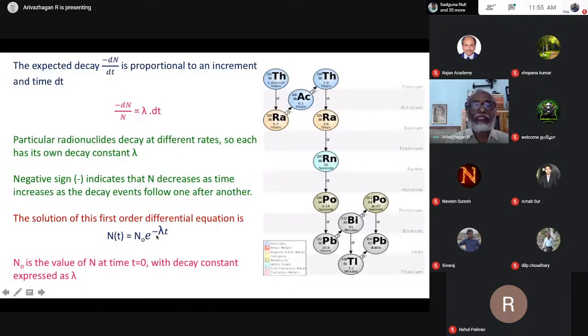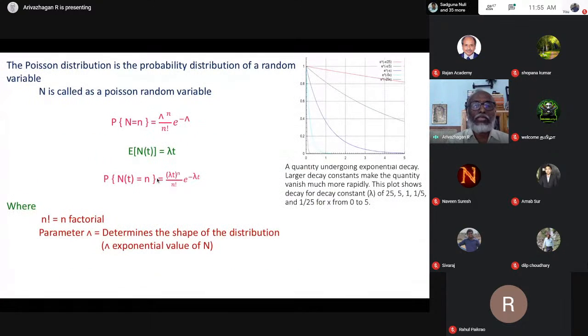Now see here, I'm explaining more. See this curve. I told you lambda depends upon the different types of material. The lambda of 25 has the highest value, then lambda of 5, then 1 by 5, when it's going on decreasing. So what happened? For a quantity undergoing exponential decay, large decay constants make the quantity vanish more rapidly. The one having the larger decay constant vanishes much more rapidly.